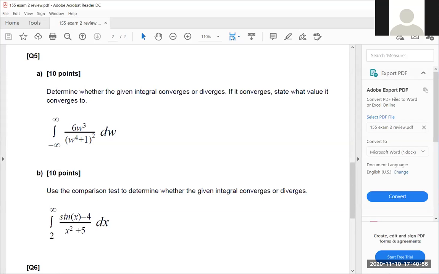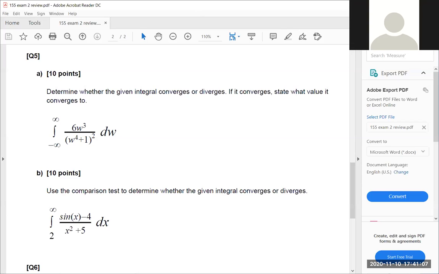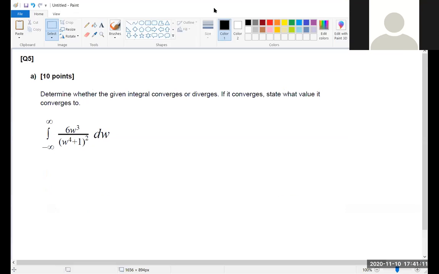We might need to use partial fractions, we might not. Usually you want to avoid partial fractions if there's an easier method of integrating. So let's take a look at part A to see what we can do here. Let me switch to Paint. All right, so here's part A. Before I rewrite it using the notation needed for improper integrals, let's discuss how we can integrate this.